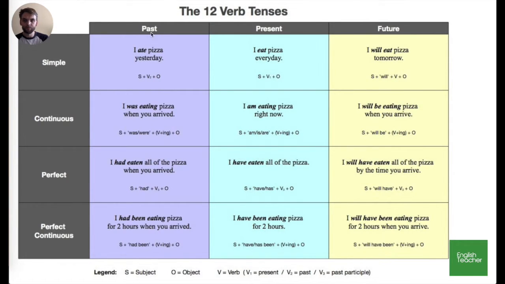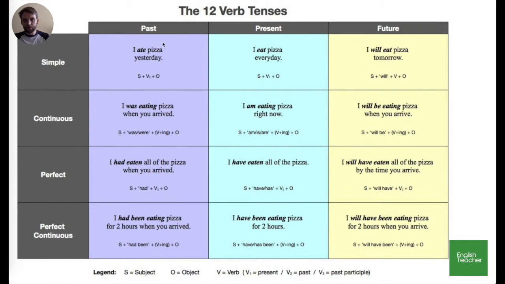So here we are. We have the past, the present, and the future. And this tells us when something happened. And here we have, on the left, the meaning of what we are trying to say. So depending on which one you use, it will change the meaning. So let's see, we have the simple, the continuous, the perfect, and the perfect continuous tenses. So let's give this a go.